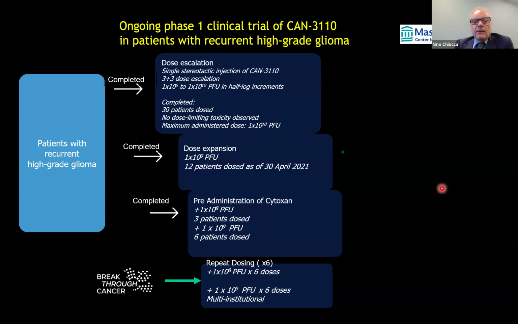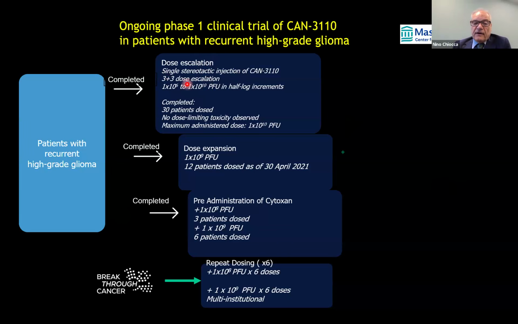So this is where we are with this trial. Again, these were patients with recurrent high-grade gliomas. Most of them were glioblastomas. There were a few IDH mutant tumors, and there were a few recurrent anaplastic oligodendrogliomas, but it was really the minority of patients. So we first did what's called a dose escalation trial.